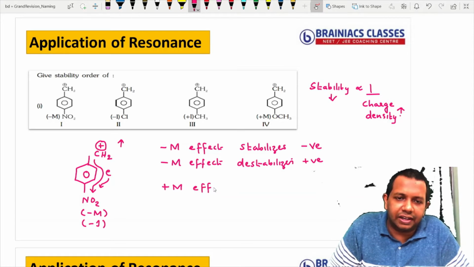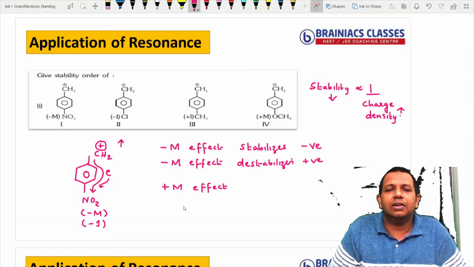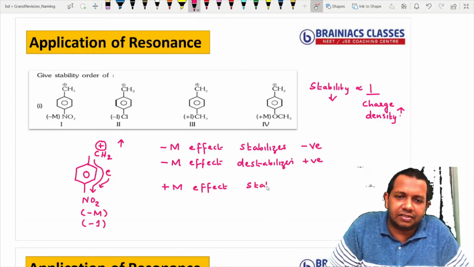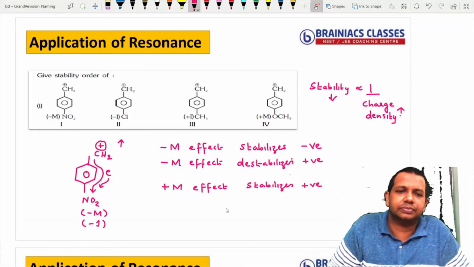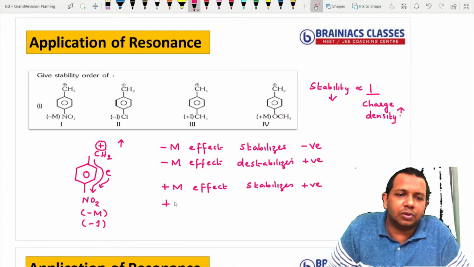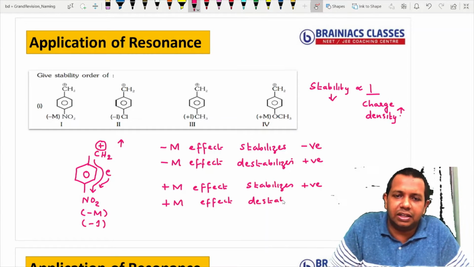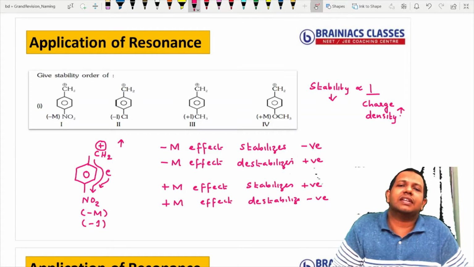Now similarly, you need to tell me what the plus M effect will do. Whichever group is showing the plus M effect, it stabilizes positive charge. And also the plus M effect, what will it do? It will destabilize negative charge. So why is it happening like that?